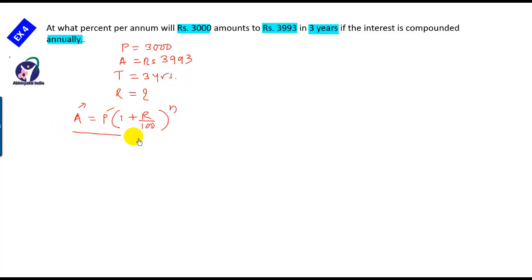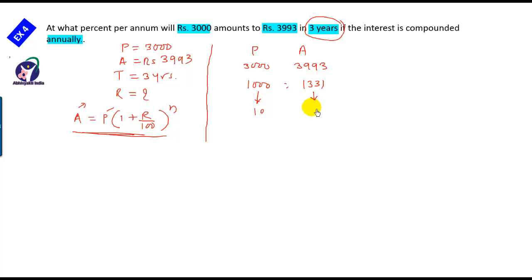By using this formula we can find the rate in the given condition, but this will be a little bit lengthy. So to find it in the shortest way, take the principal as 3000 and the amount as 3993. Take the ratio of these two numbers, and the ratio will be 1000 to 1331. Now take the cube root of these two numbers, because we are taking it for 3 years. The cube root of 1000 is 10, and the cube root of 1331 is 11. So we are getting the two numbers 10 and 11.